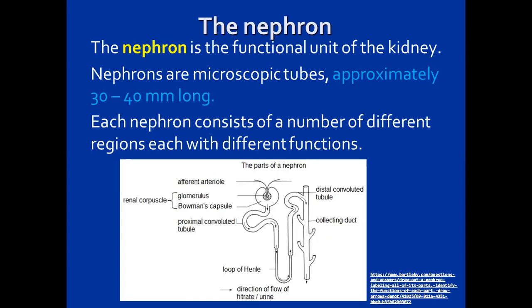Okay, so what is a nephron? It's the functional unit of a kidney. It's the structure which makes urine. So what it does is it filters blood and it makes urine with the substances that are filtered out of blood, and then that urine passes into the calyx and out through the ureter. So the nephrons are tiny microscopic tubes. They're approximately 30 to 40 millimeters long, so that's about 4 centimeters, but they are in fact microscopic, even although they're quite long.